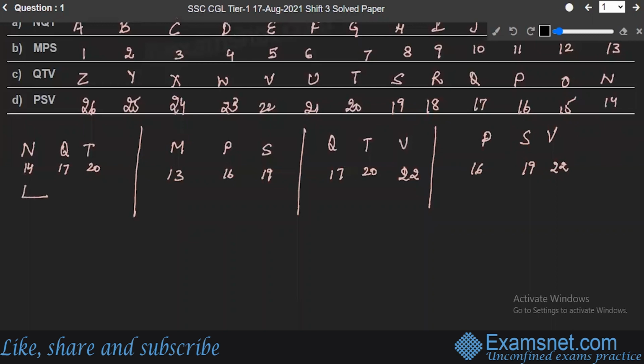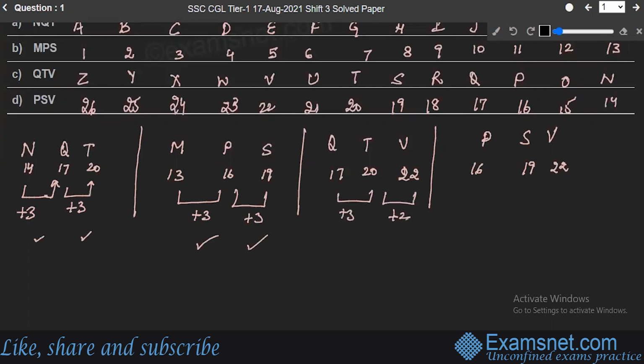Let's see. See, from 14 to 17, if you are moving, you are adding a 3. From 17 to 20, if you are moving, you are again adding a 3. So the logic here is plus 3, plus 3. Similarly, over here, plus 3, plus 3. Same logic. Plus 3, plus 2. So here the logic is different.